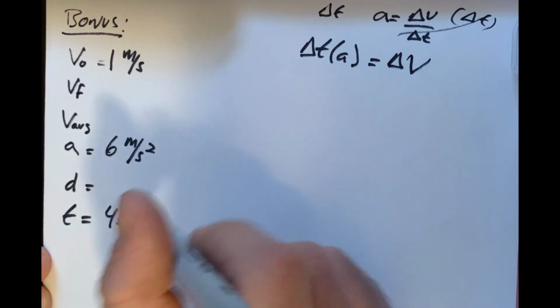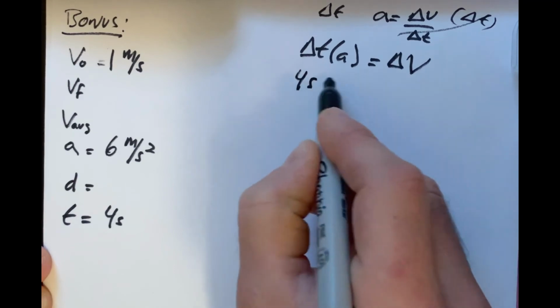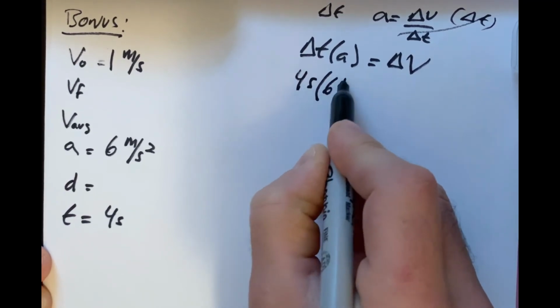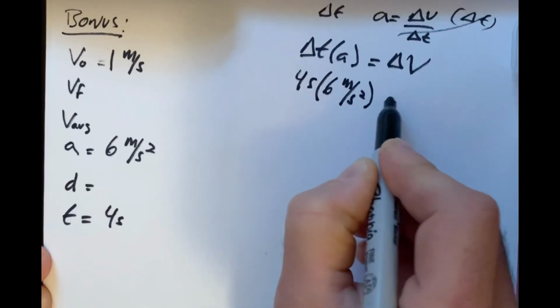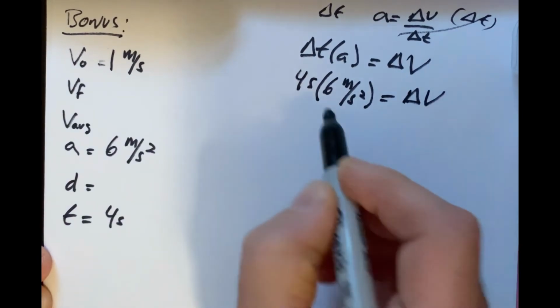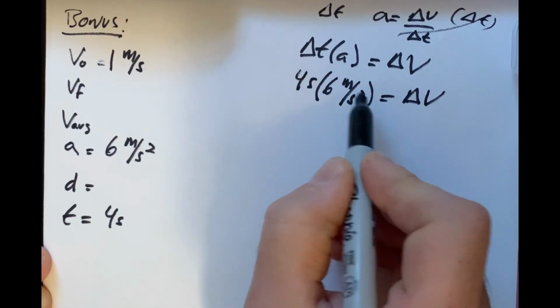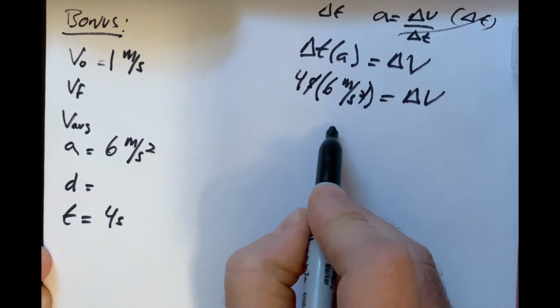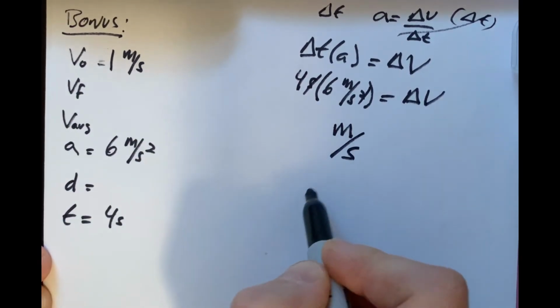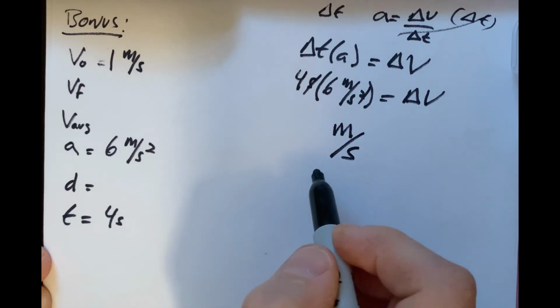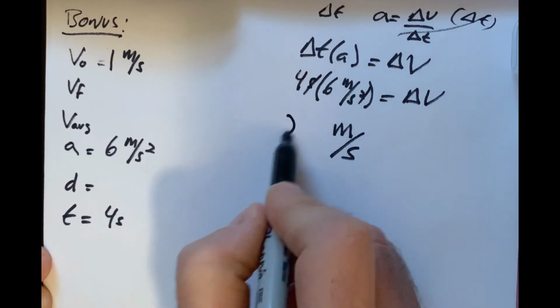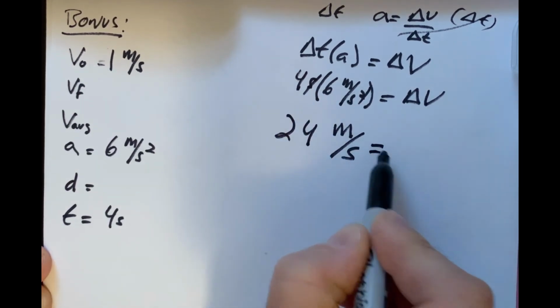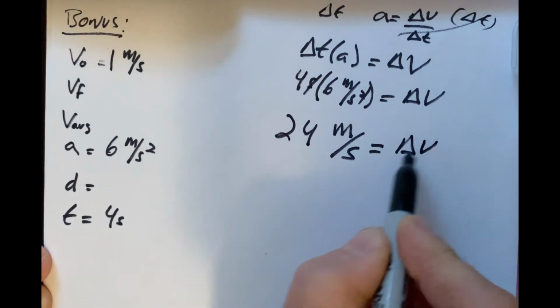And now I can plug in my numbers. The change in time is going to be 4 seconds. The acceleration is going to be 6 meters per second squared. And that will equal a change in velocity. And now this second cancels, and one of those seconds cancels. So my answer is going to be in meters per second, which is the correct unit for velocity. 6 times 4 is 24 meters per second, and that is going to equal my change in velocity.